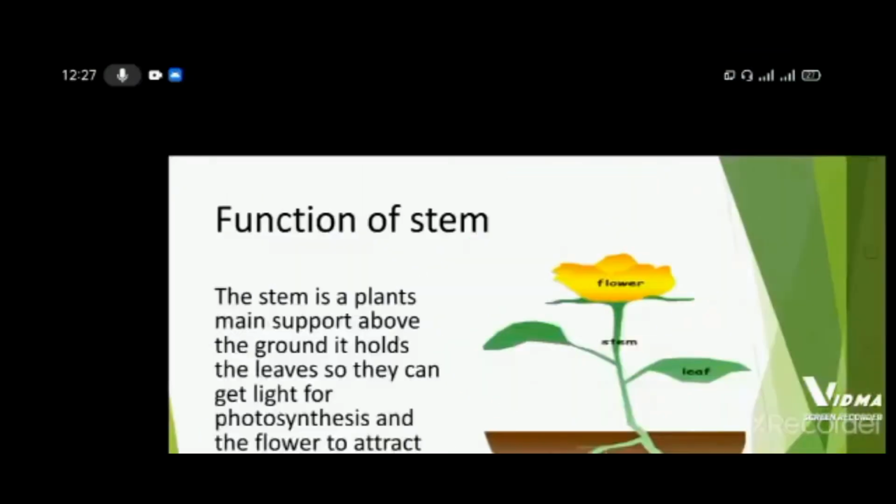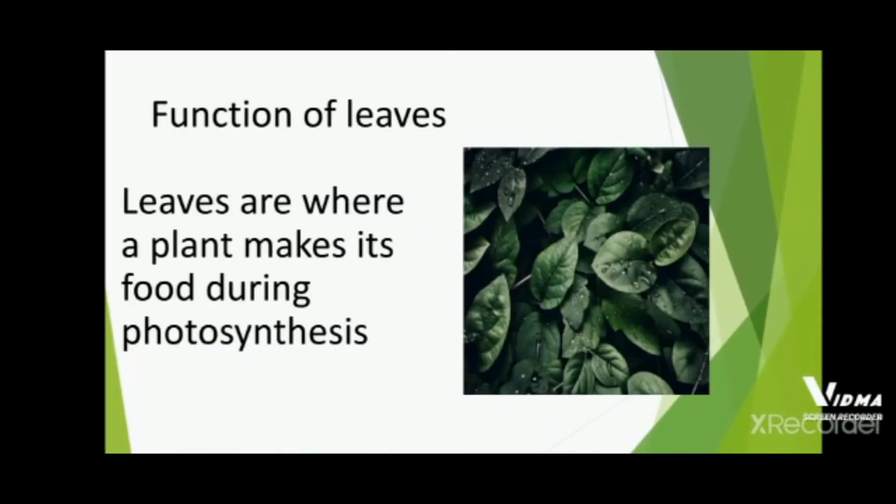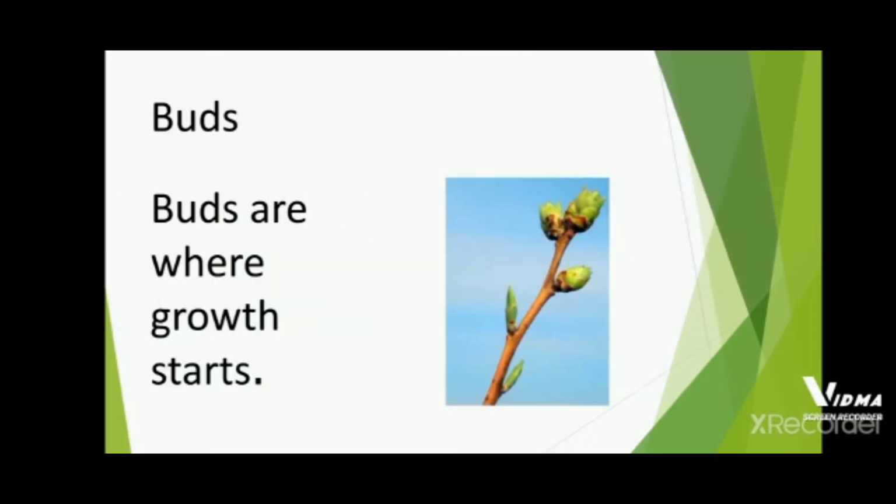Now we will talk about another thing, that is the leaves. What are the functions of the leaves? You all know that they contain chlorophyll, and that is used for the process of photosynthesis, and in the process of photosynthesis food is manufactured for the whole plant. What are the buds? Buds are where growth starts in the plants.